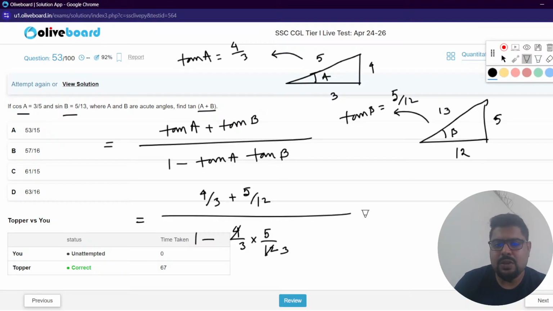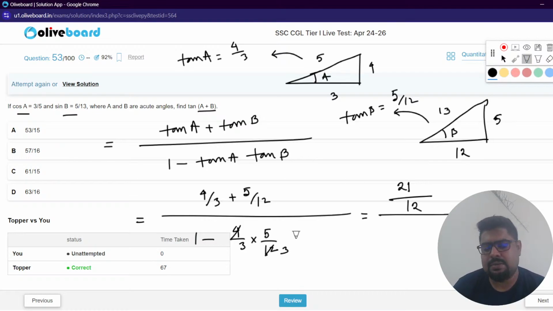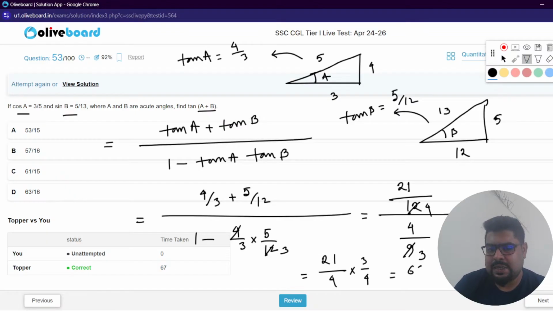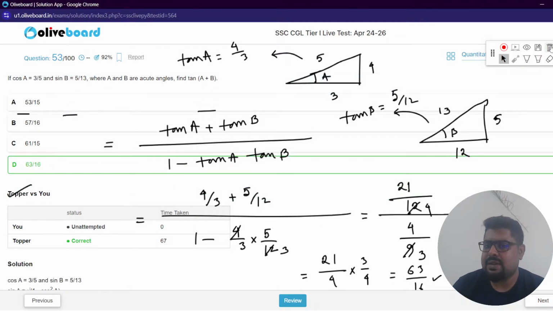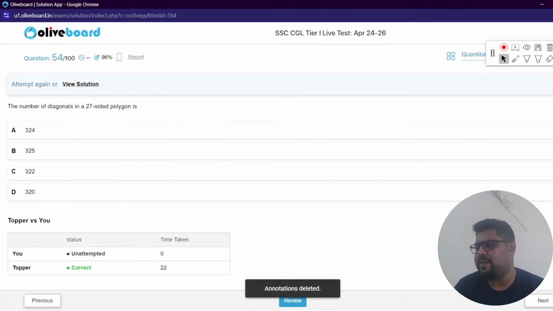So 12 is the LCM over here. So 16 plus 5, that is 21, over 1 minus 5 by 9, that is 4 by 9. So I can simply say 21 by 12 into 9 by 4 must be the answer, which is 63 by 16. So option number D, D for Delhi, is the correct answer. Again, a little bit of calculation, nothing very difficult about this.